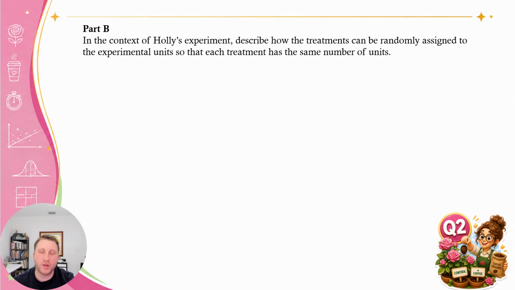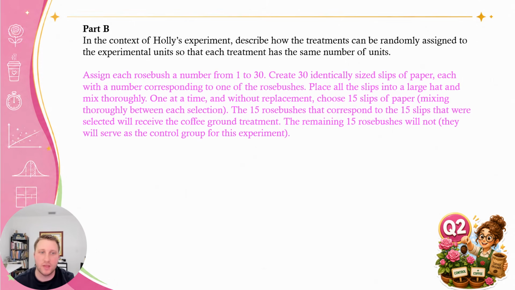Part B of this question is asking us how treatments could have been randomly assigned to the experimental units so that each treatment would have received the exact same number of experimental units, in this case 15 and 15. I said assign each rose bush a number from 1 to 30 and create 30 identically sized slips of paper, each with a number corresponding to one of the rose bushes. Place all slips into a large hat and mix thoroughly. One at a time, and without replacement, choose 15 of those slips of paper, mixing thoroughly between each selection.